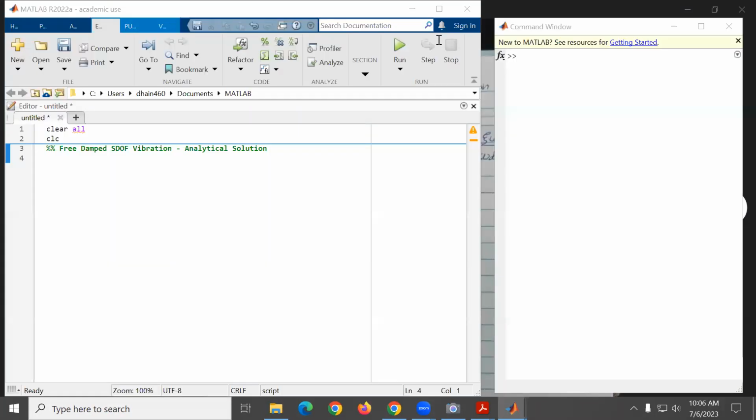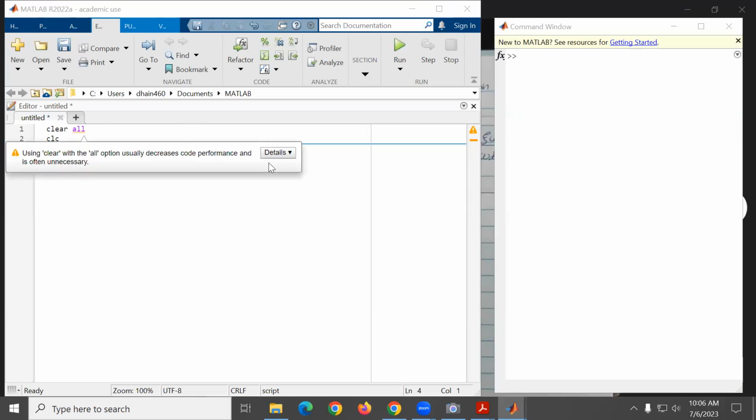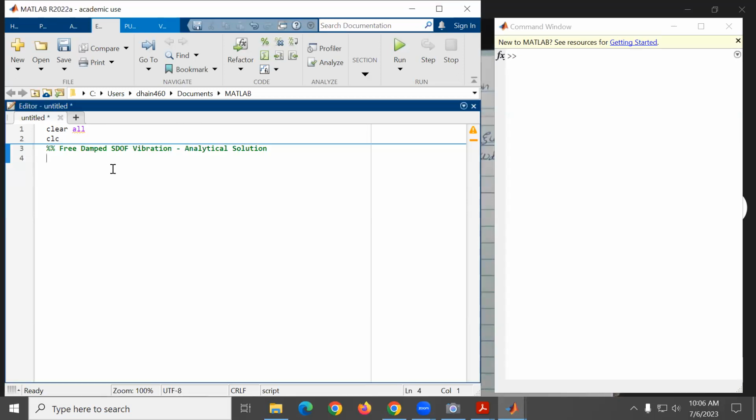So basically, I just started this. The first thing I do always is to clear everything, all the variables, clear the screen. And I mean, you can do as much typing as you want. I'll just do this one here. I might skip some. So the first thing will be input data. So what do we have? M equal 200. If you want, you can put this is the mass in kilograms.